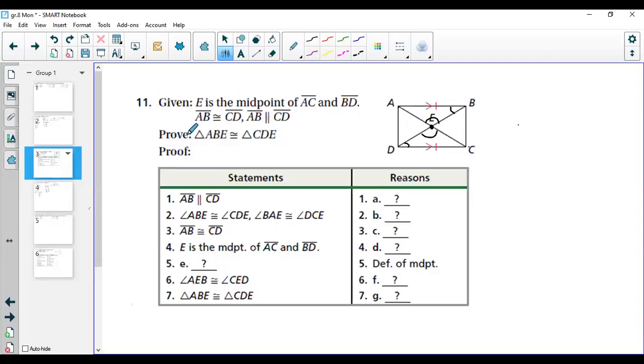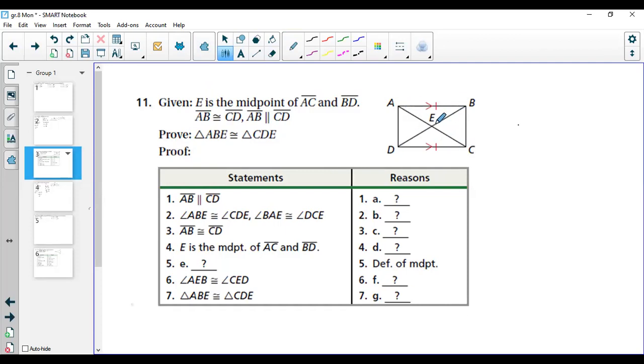Okay, so let's get practicing here. Read the question carefully. I'll just erase this part. The question says E is the midpoint of AC and BD.